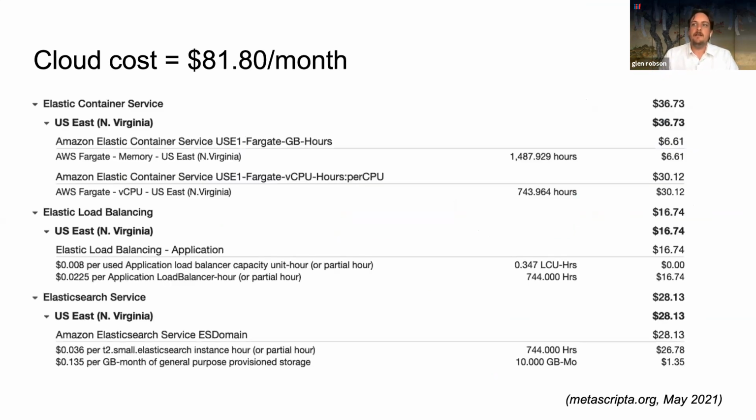And just to give you an idea of the costs, this is the cost that METAscripta are paying for running the Simple Annotation Server in the cloud. So it works out about $40 a month to be able to host it. And that includes the Elastic Container Service, the Docker instances, and also the Elasticsearch service that drives the Simple Annotation Server.